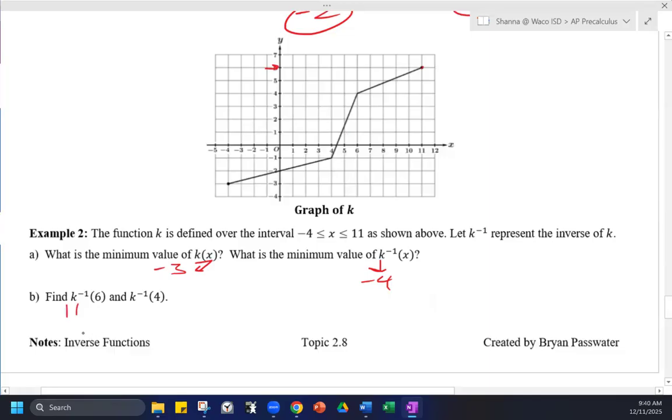Let's try it again. What is k inverse of 4? 6. Because I have to start on the y and go to the x. Make sense? Yes? All right. Remember, you said, guys, it wasn't going to be different. It's not different. You got it.